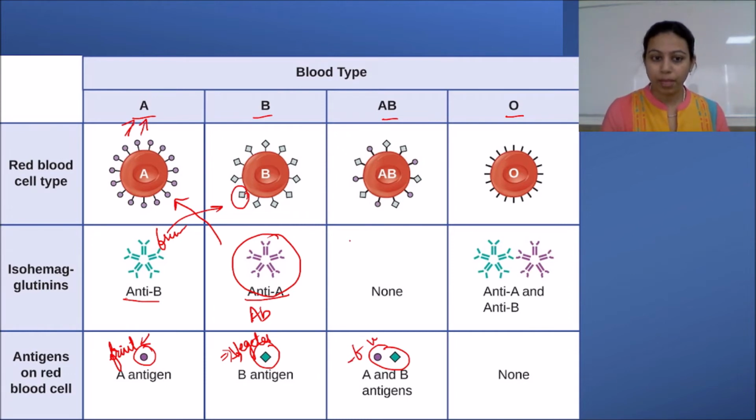So, when AB is transfused to blood group A, what will happen? A doesn't have any problem with the fruit A, but it has a problem with the vegetables. So it will be reacting against this B, not with the A, but anyhow it is reacting. So even when AB is transfused to A, it will form the agglutination reaction.